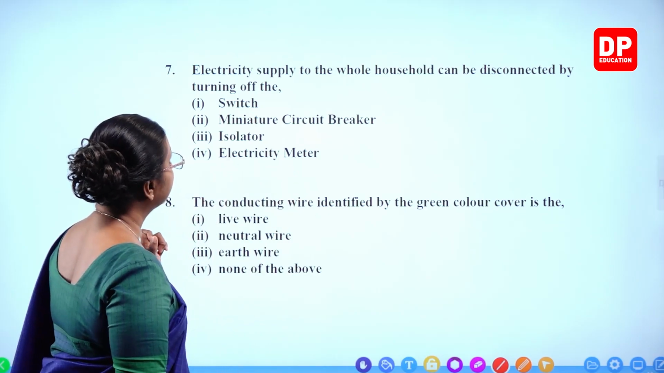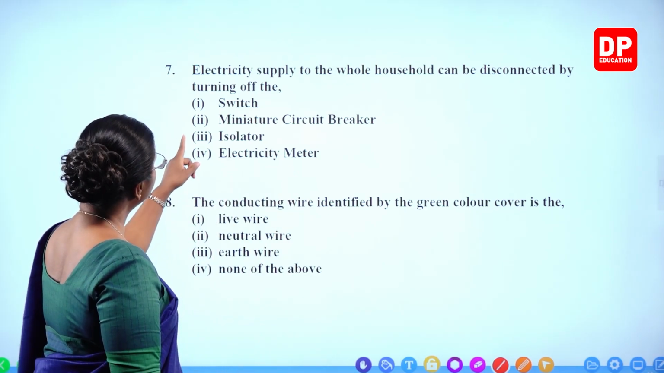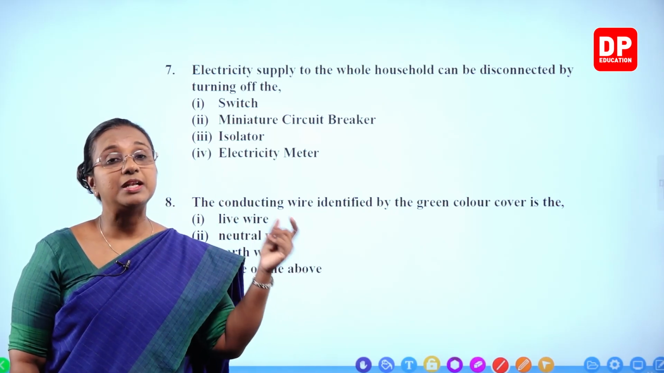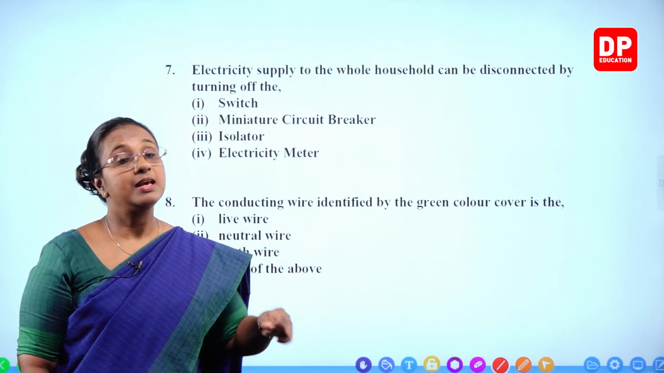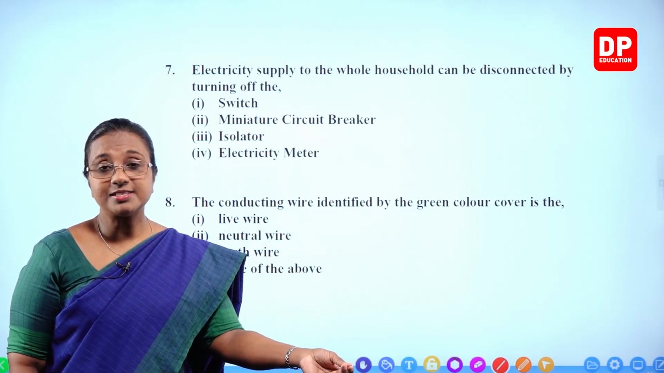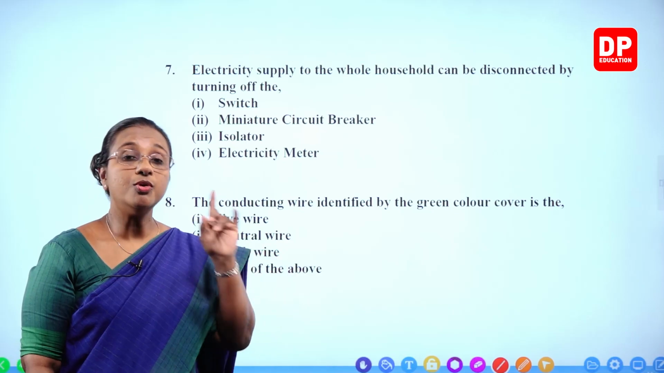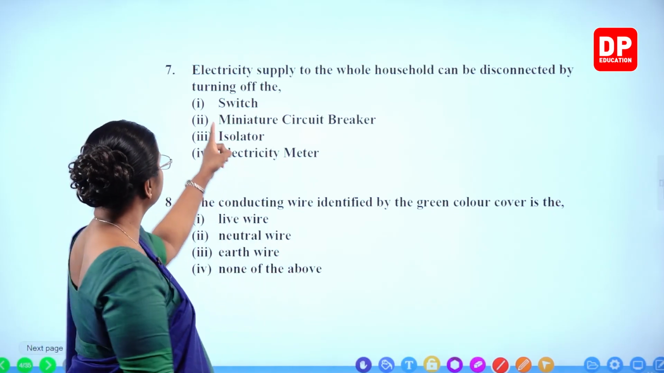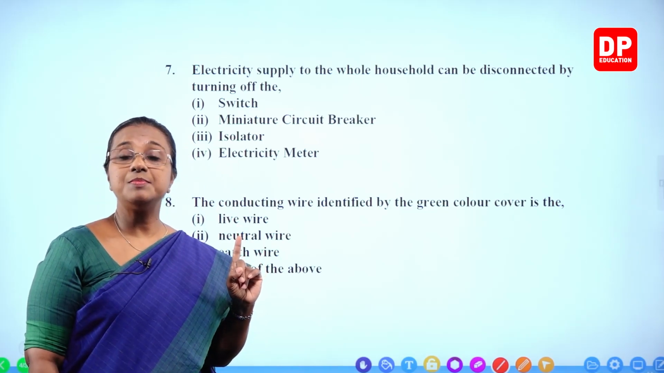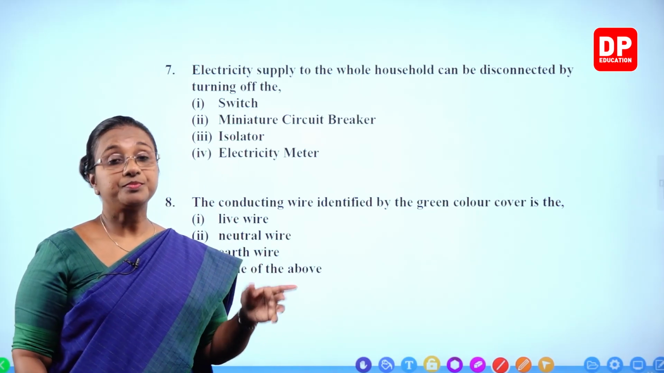So let's look at the answers. A switch can only be used to switch on and off a particular electrical appliance, maybe a light bulb, a fan, or an electrical device connected to the plug. So only one component can be turned on and off. Then miniature circuit breakers, MCB, what is the function?